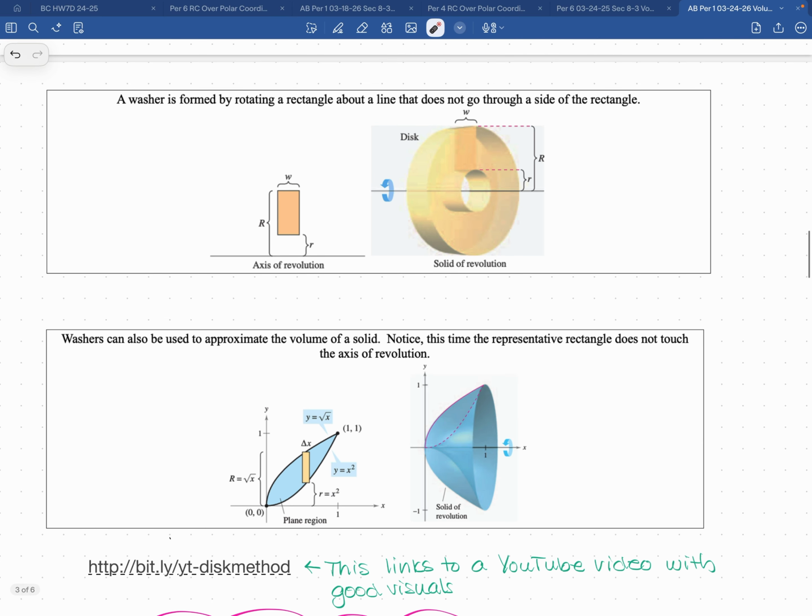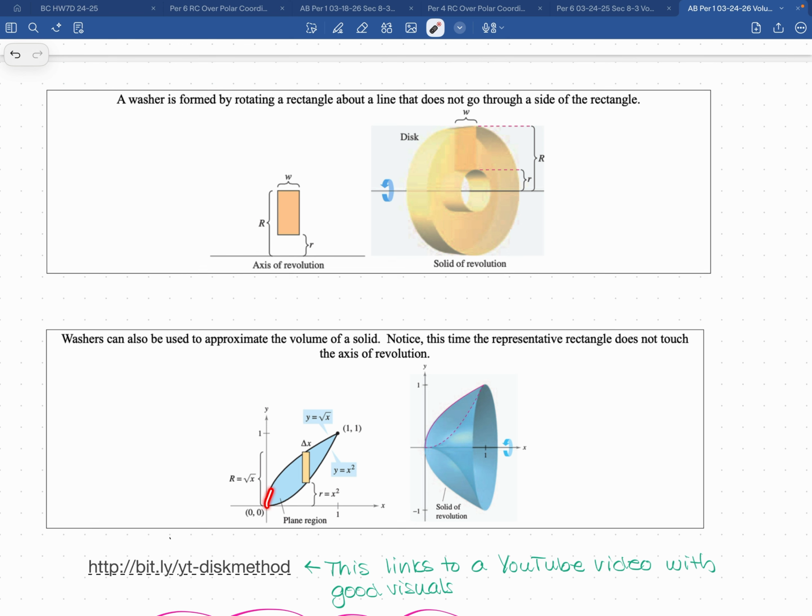Now here we have the same thing going on with washers, but this time the difference is our representative rectangle does not touch the axis of rotation. So as it sweeps around, there's going to be a hole formed. Here's that representative rectangle, and here's our axis of rotation. As it sweeps around, we have the hole on the inside and the outer radius on the outside, and that's creating a washer, a disk with a hole. So that's going to be formed.